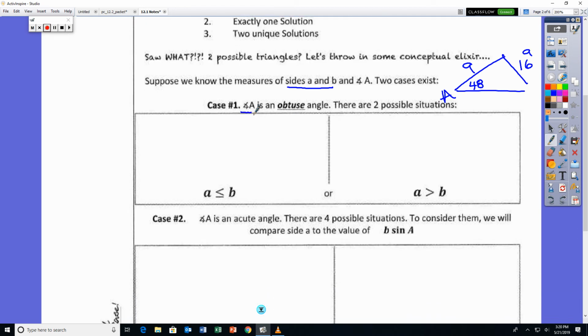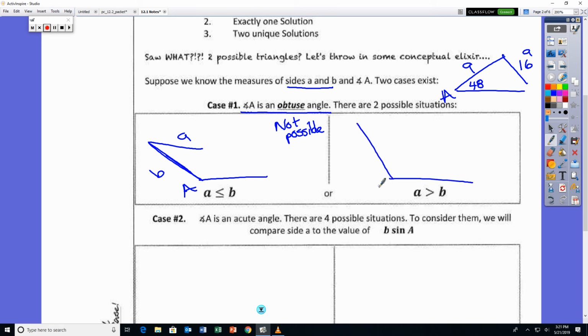If the angle they give you is obtuse, there's two possible situations. If angle A is obtuse and the side across from it is less than B, then it is not possible to have a triangle. The reason for that is, if I drew this out and this was my angle A and it's obtuse, so it's greater than 90 degrees, if this is my side B and B is going to be longer than A, well, A's not going to be long enough to reach to the other side to complete my triangle. That's why it's not possible.